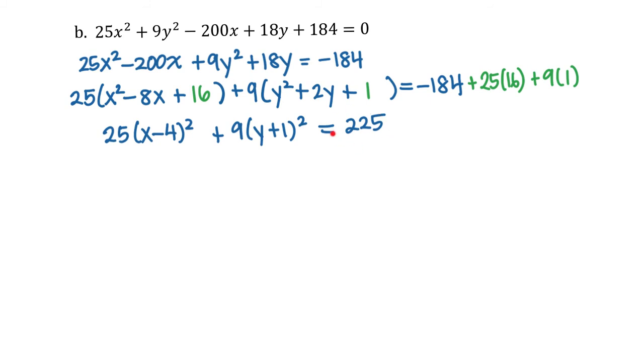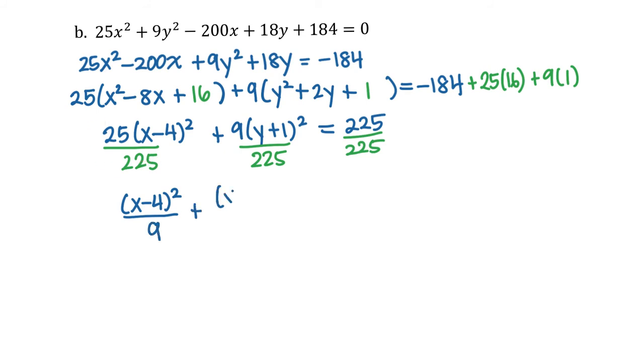Now I just need to make sure that I get a 1 on the right side so it can be in standard form. So I'm going to divide by 225. Okay, and remember, I want the x minus 4 squared by itself. I want to have a denominator because the denominator tells me what the x radius is in this case. So 225 divided by 25 makes this a 9. If I do 225 divided by 9, I get 25, and then 225 divided by 225 is 1. Okay, so now I'm in standard form.